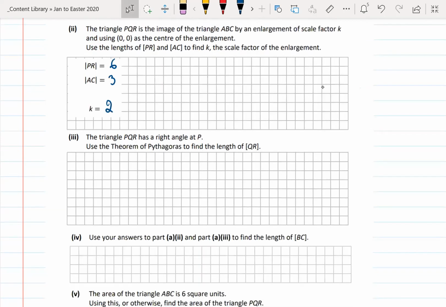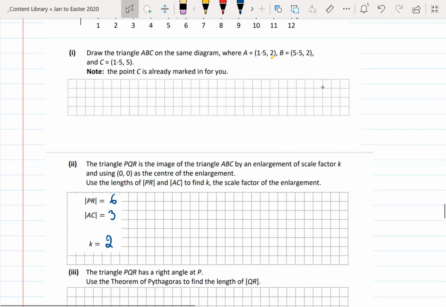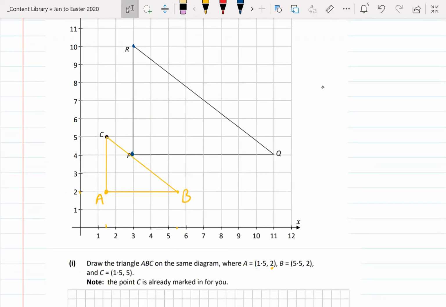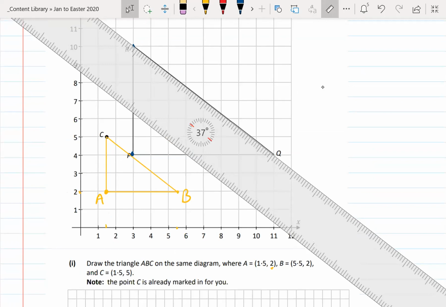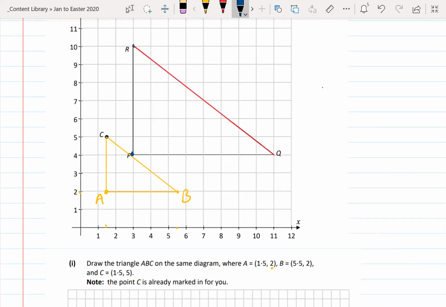The triangle PQR has a right angle at P. Use Pythagoras' theorem to find the length of QR. So we have to get the length of QR. Okay, so we're well familiar with Pythagoras' theorem at this point. We should be. So we have to get the length of this. When you're doing this question, remember that this is the hypotenuse, and we call that C, the letter C, and this is the letter A, and this is the letter B. Because Pythagoras' theorem is C squared equals A squared plus B squared.